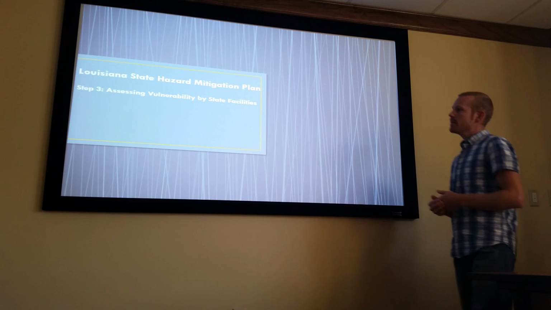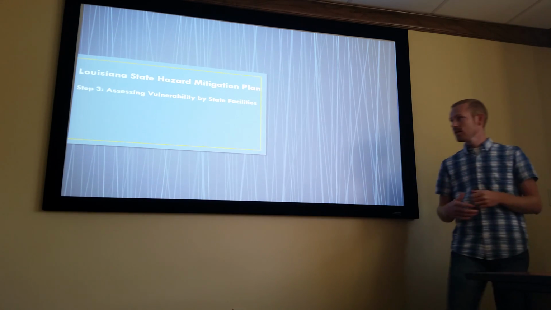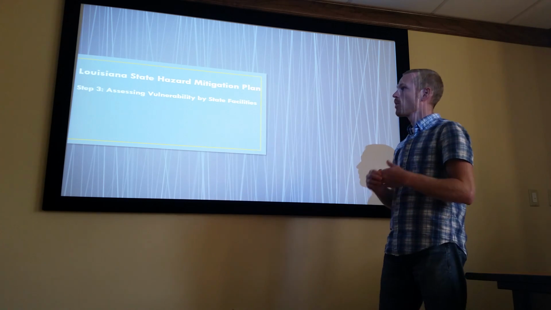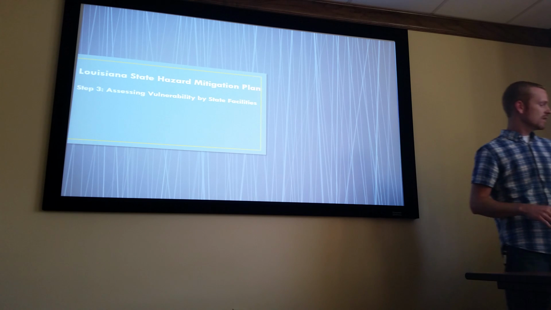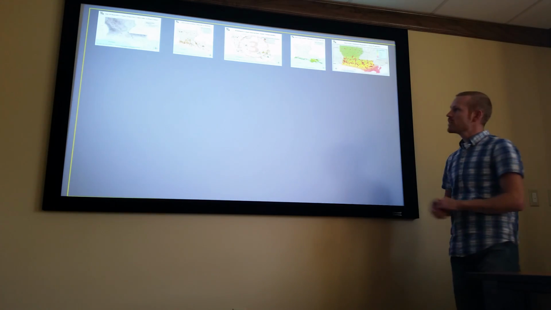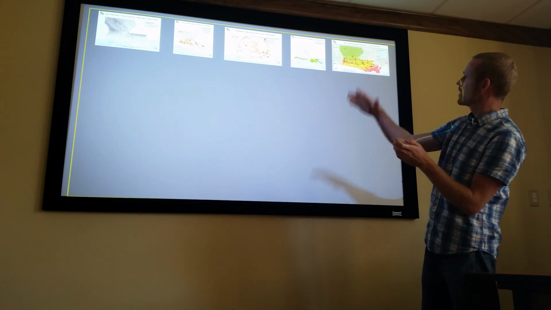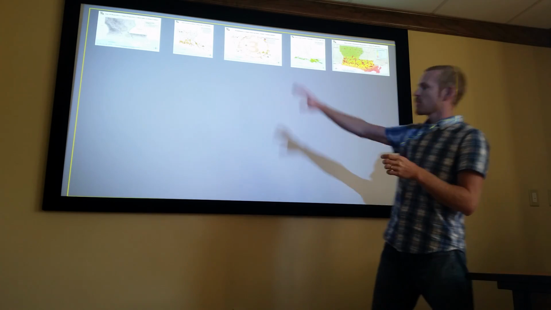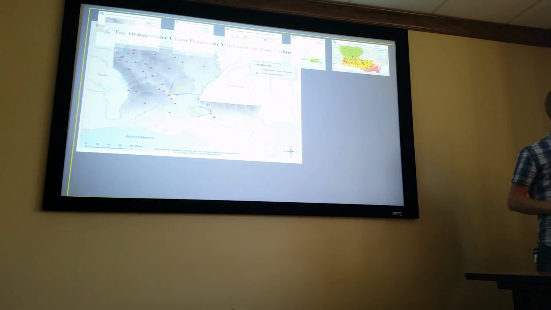Moving on to step 3, assessing the vulnerability of state facilities. Like I said, we did the previous methods for the vulnerability of each parish. Now we want to look at state-owned facilities. These are kind of small, but I'm going to look at them in more detail in a second. Basically these are some examples up here, and I have the 3 up here. This is step number 3, at least in how we did the state plan.